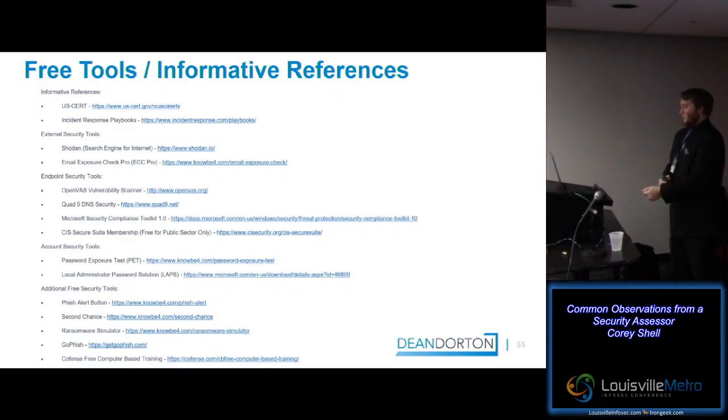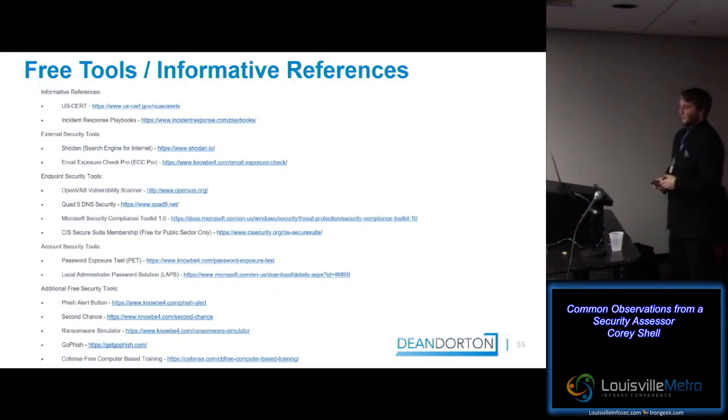Some additional free security tools. So from KnowBe4, they have a few different tools. One is a Phish Alert button. This is an add-in that you can install in Outlook that gives your users a button in their Outlook ribbon they can click, and it will send an email to whatever distribution group you specify to inform them of a suspicious email.